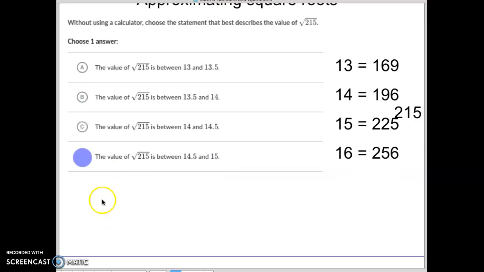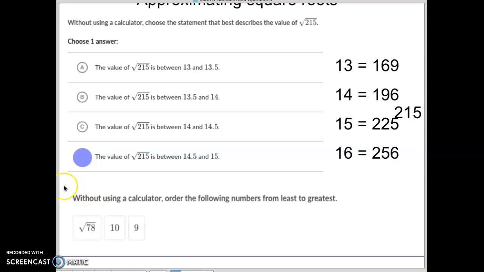All right, let's do another type that they'll give us. All right, without using a calculator, you need to put these three numbers in order from least to greatest. So, square root of 78 is not a very nice number. If you were to take 9 and square it, 9 squared would be 81, which is greater than 78. 10 squared right here would be 100. So really, if we put these in order, 78 would be the smallest. The next biggest would be the 9 squared, which is 81, and then the largest would be 10 squared, which is 100. So we'd put them in the following order right there.